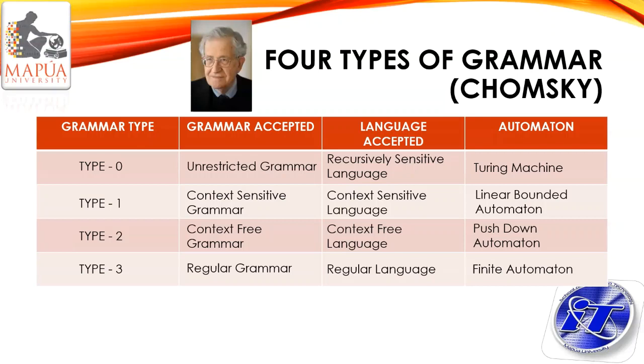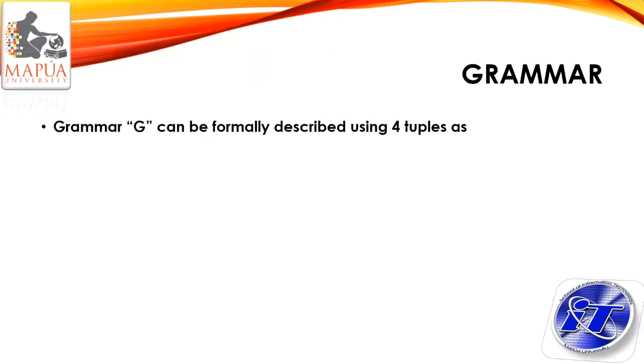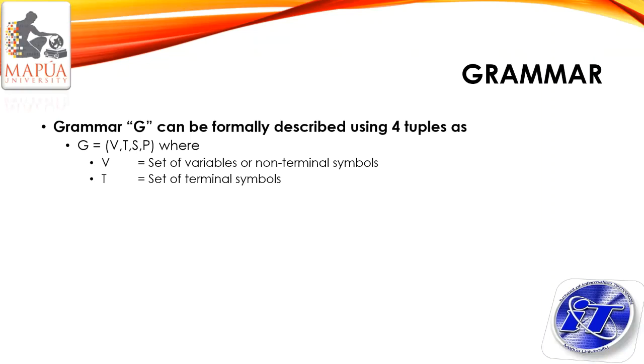Okay, so if we say grammar, we denote it by capital G, and it can be represented or described by four tuples: V, T, S, P, where V is the finite non-empty set of non-terminal symbols or set of variables, T is the finite set of terminal symbols, S is the start symbol, and P is the finite non-empty set of production rules.